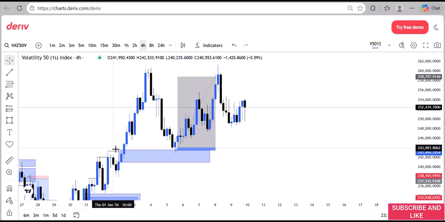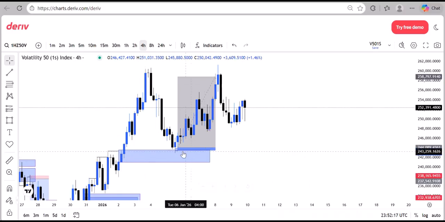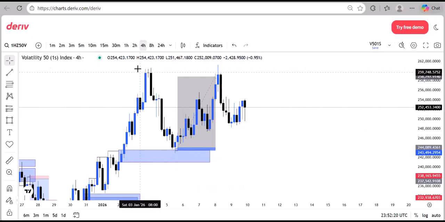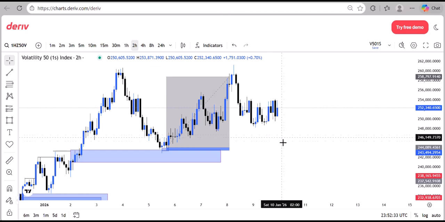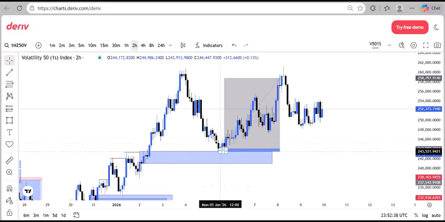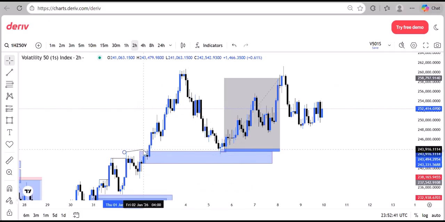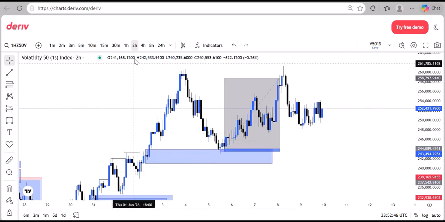Price came in after the break of structure and tapped into our zone. This is our order block, our demand zone. After price tapped into our zone, let's see if we can refine this zone further. We can go down to 2 hours, 1 hour to see if we can refine it. The essence of refinement is so that we reduce our risk. Coming down to our 2 hours time frame, we still have that zone here, so there was nothing to refine further.